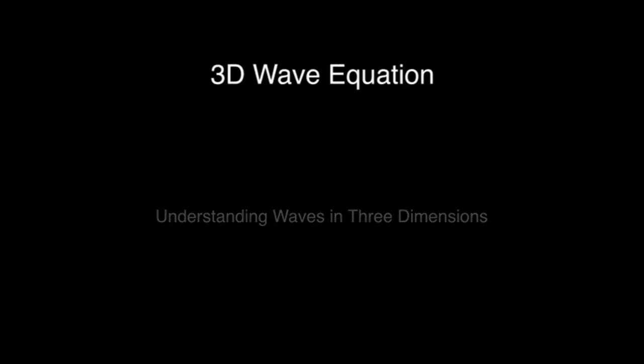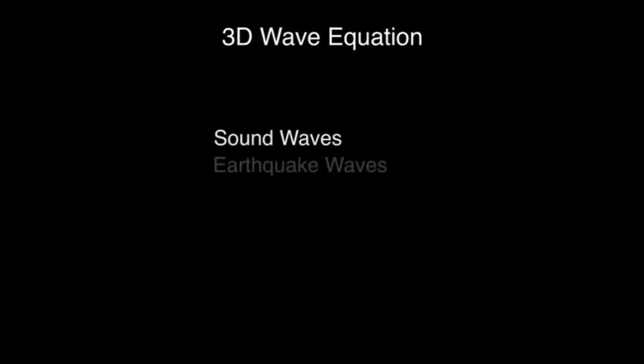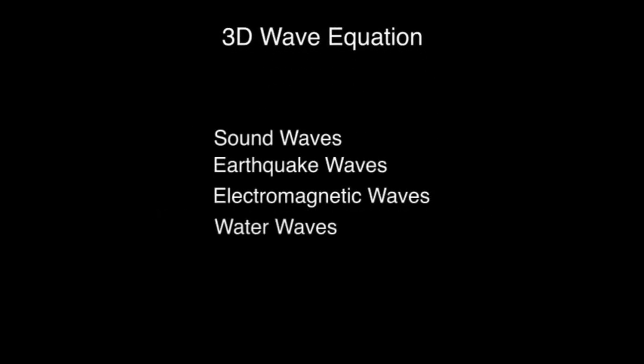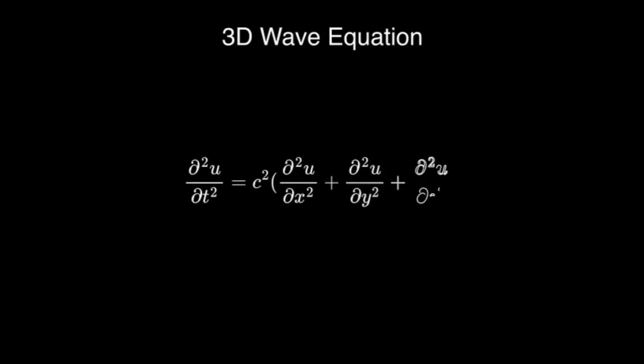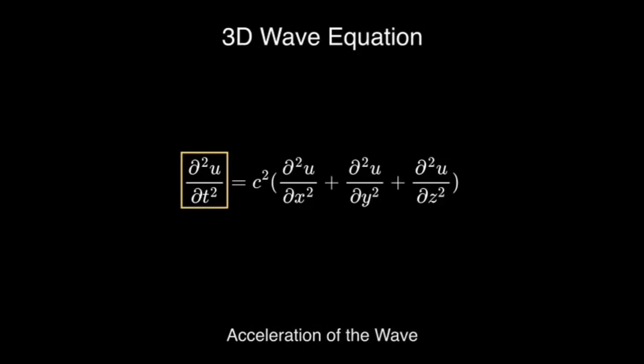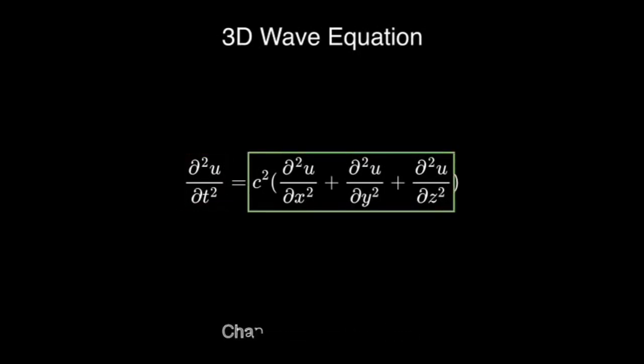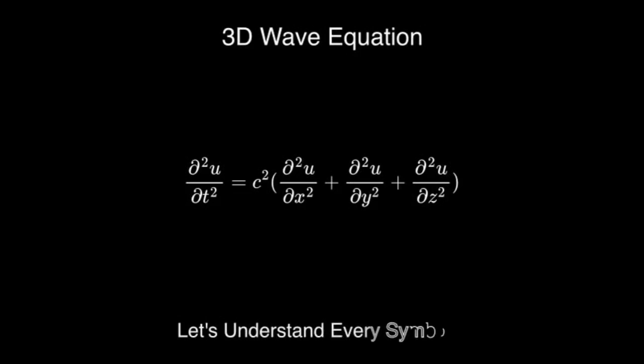Today we are going to understand one of the most important equations in mathematical physics. This equation describes sound waves, earthquake waves, electromagnetic waves and many other physical phenomena. This is a three-dimensional equation. The left side represents the acceleration of the wave with respect to time. The right side describes how the wave changes in the x, y and z directions.